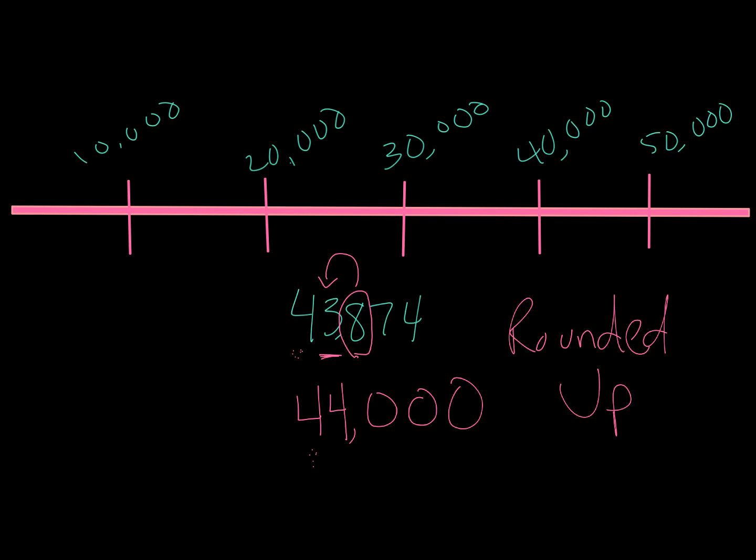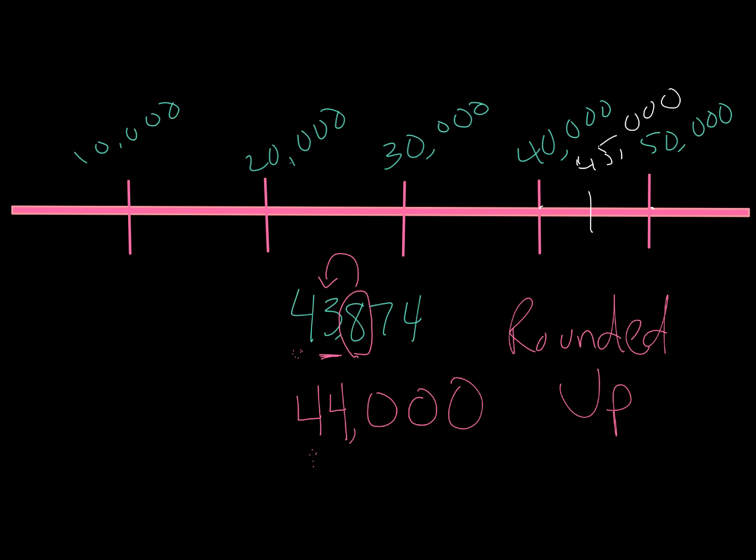Now we have to place it on the number line. So we have 40,000 and 50,000. We know that 44,000 goes somewhere in there. The question is, does it go closer to 40,000 or closer to 50,000? Well, halfway in the middle, we already decided was 45,000.